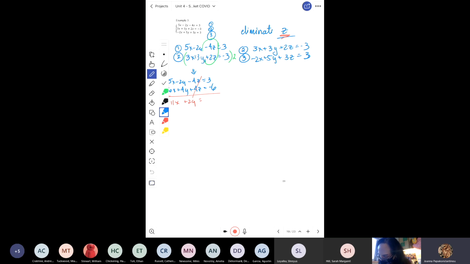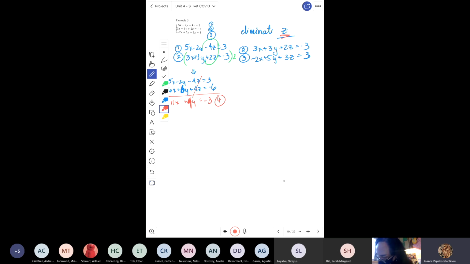So that becomes 6. It's not going to let me erase that. That's fine. And that's going to equal -3. So that's my equation 4.